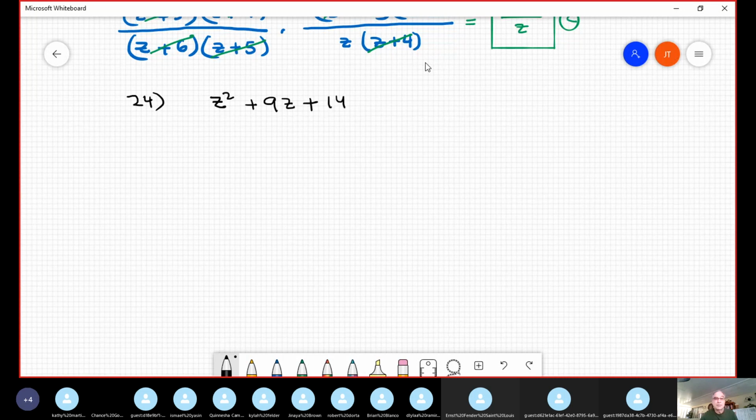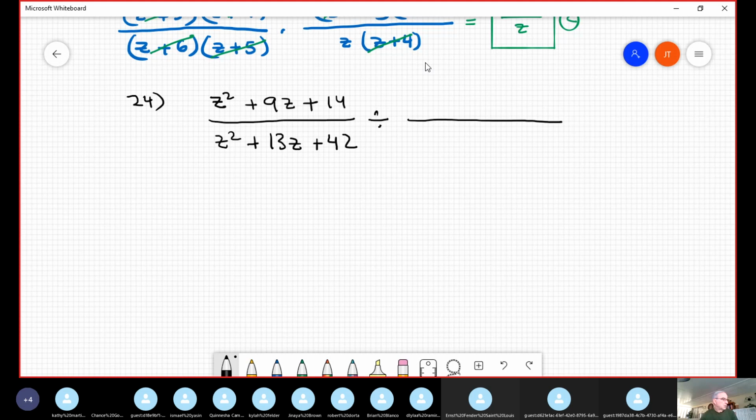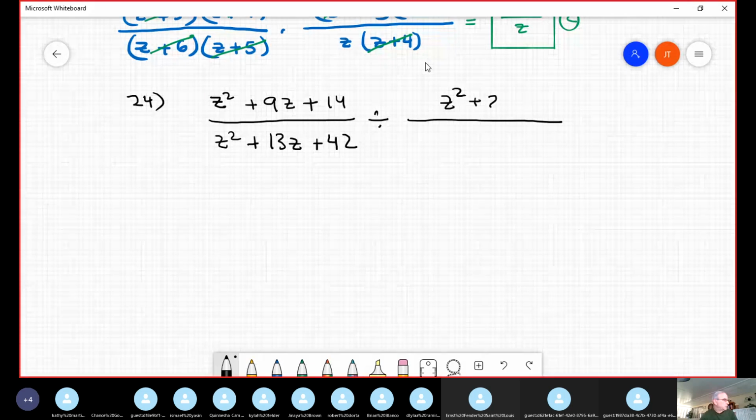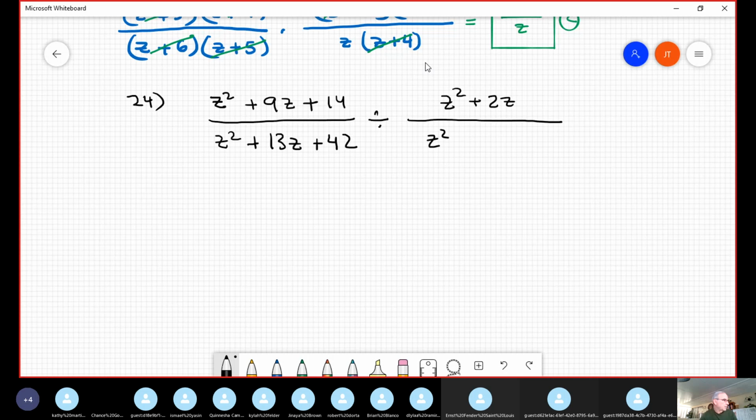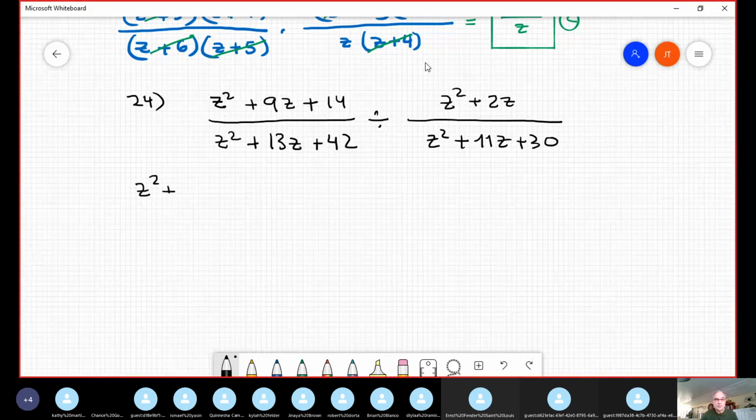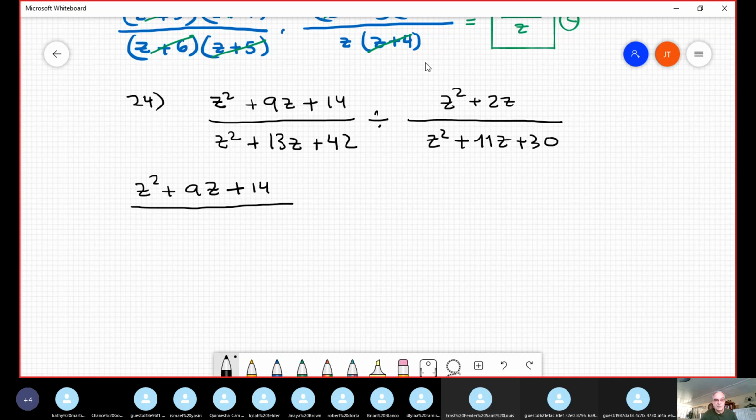C squared plus 13c plus 42, division, c squared plus 2c over c squared plus 11c plus 30. Remember, I copy again the first fraction exactly the same, times, flip the second.